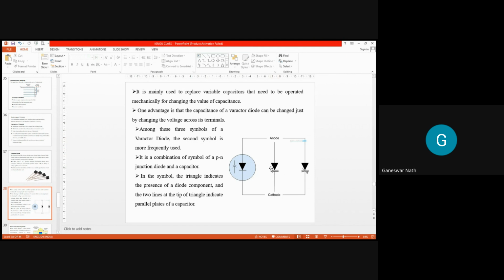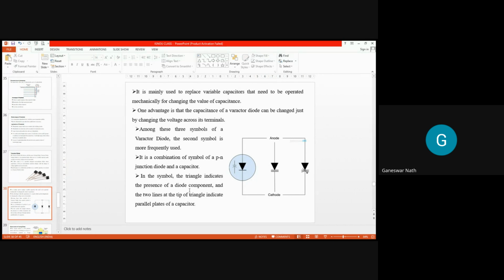All of you remember, it is a combination of the symbol of a p-n junction diode and a capacitor. You can see this is a p-n junction diode and this is a capacitor. In the symbol the triangle indicates the presence of the diode component, and the two lines indicate the parallel plates of the capacitor. So you can represent it with either this one, this one, or this one.